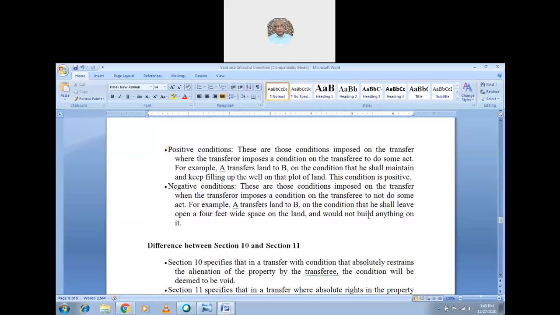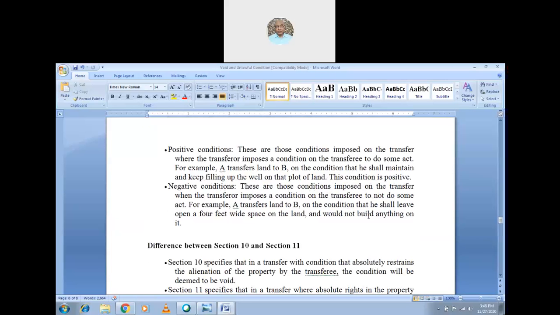There are those conditions imposed on the transfer where the transferor imposes a condition on the transferee not to do something. That is the example we will see. A transfers the land to B. A is the transferor, B is the transferee, and the subject matter is land, on the condition that he shall leave open a 4 feet wide space. So he said, you are not supposed to construct immediately after my building, because you have to leave 4 to 5 feet of wide space on the land and not build anything on it.